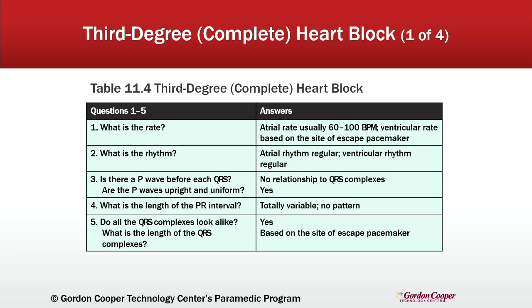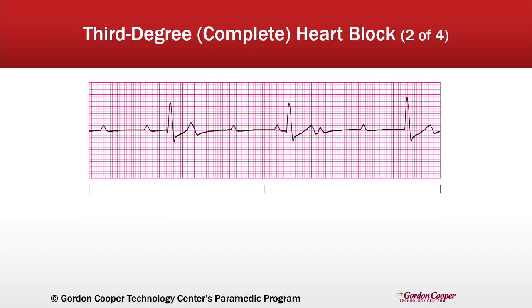So what did we talk about here? We said atrial rate is going to be 60 to 100. Ventricular rate is going to be based on the site of the escape pacemaker. The atrial rhythm is regular and the ventricular rhythm is regular. However, there's no relationship between the QRSs and each P wave, and one of the big things is that the PR interval is totally variable, so there's no pattern. And in the QRS, do they look alike? Yes, based on the site of the escape pacemaker, so they could be narrow or they could be really wide and aberrant and wacky looking.